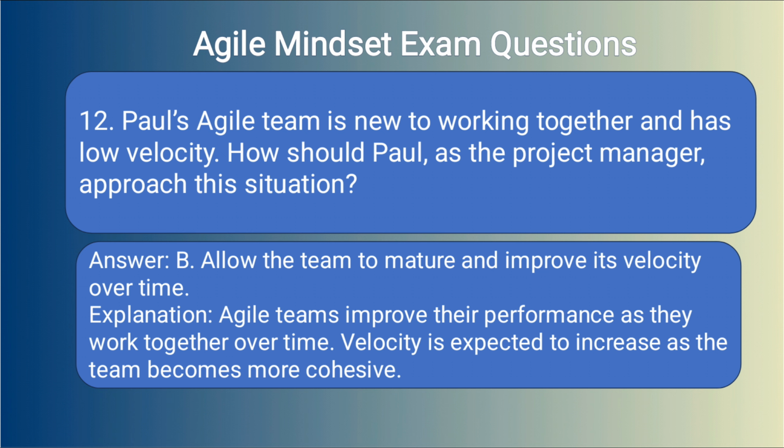Answer: B. Allow the team to mature and improve its velocity over time. Explanation: Agile teams improve their performance as they work together over time. Velocity is expected to increase as the team becomes more cohesive.